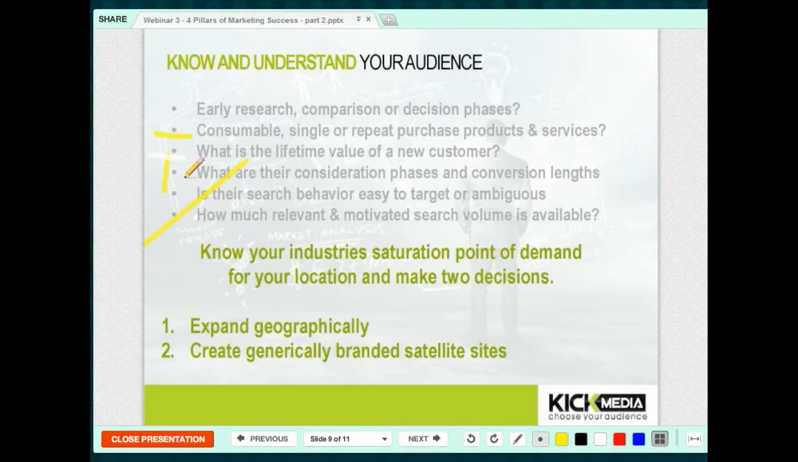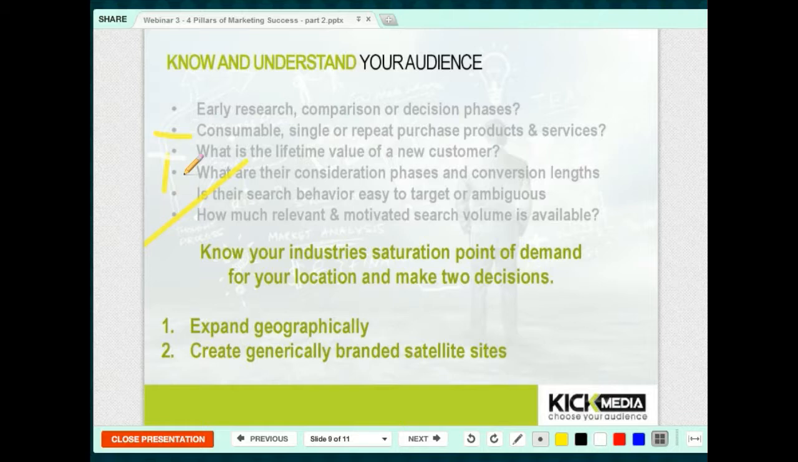What are their consideration phases and conversion lengths? When I say consideration phase, we talked about that last week. Do you sell a high price ticket item or a luxury item, so it takes longer to make a decision? Are you in a technical industry where there's a lot of education required for people to make a decision about the product or service? Are you in a highly competitive brand industry where a lot of people are indecisive about what brand to go for, and that takes a bit of research? So there's a few phases in terms of consideration, and again, watch the webinar from last week if you want to learn more about that. But you need to understand that, and the conversion lengths.